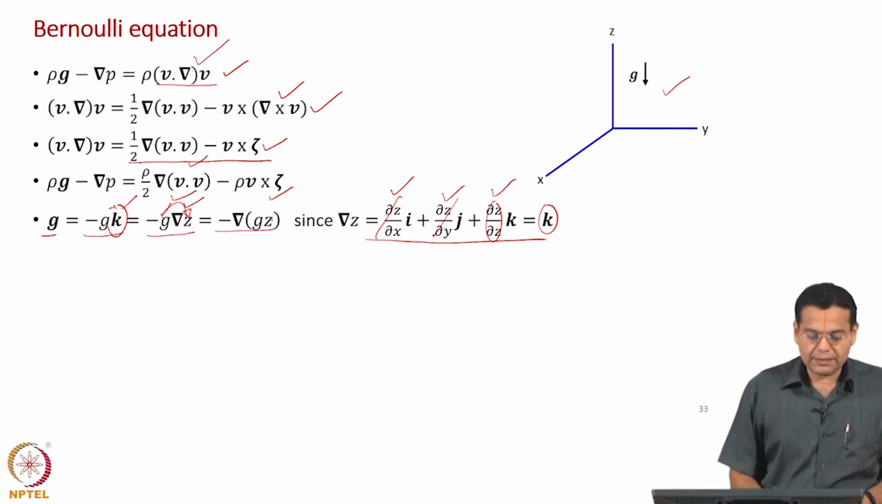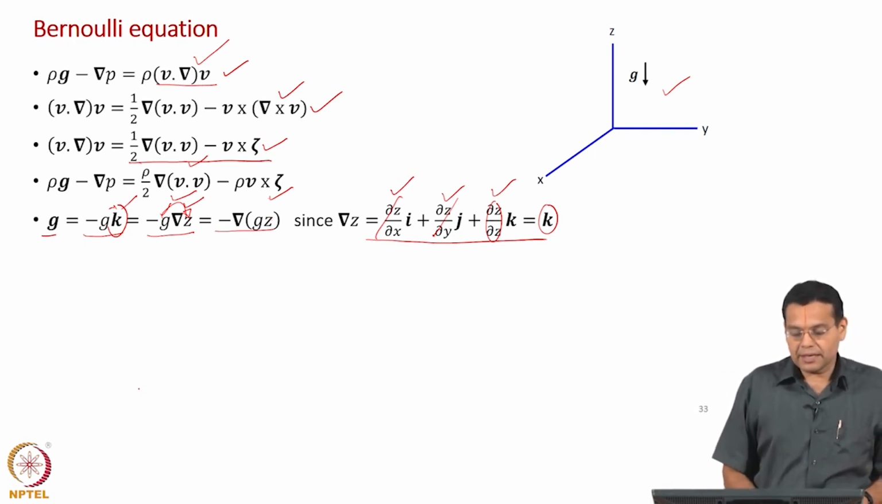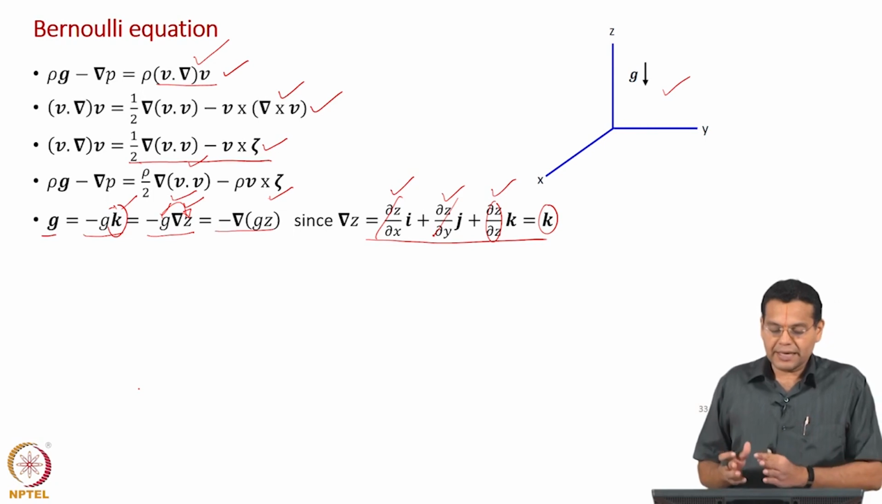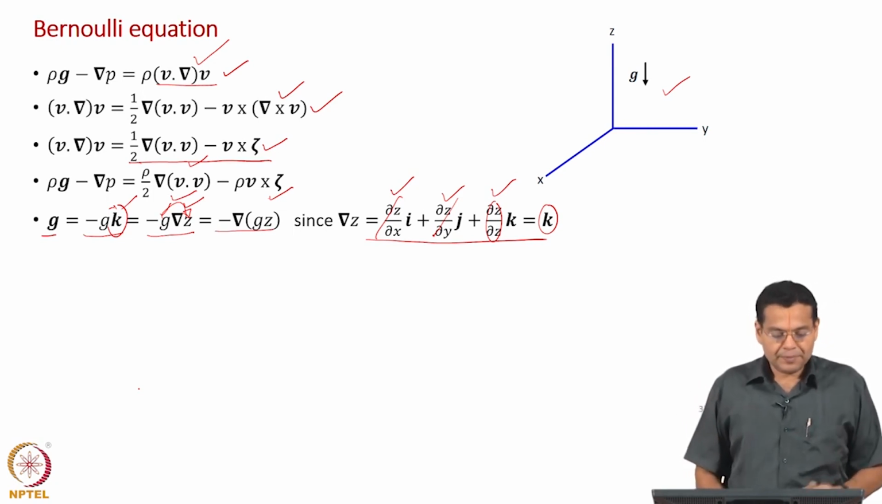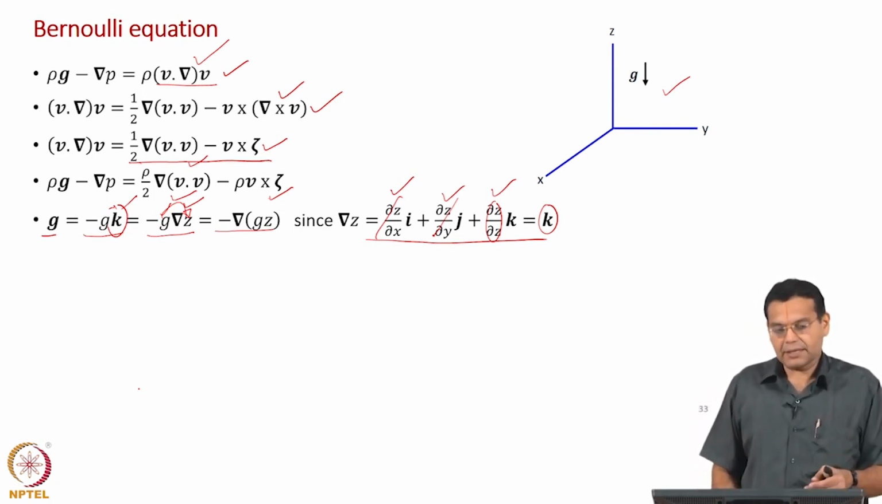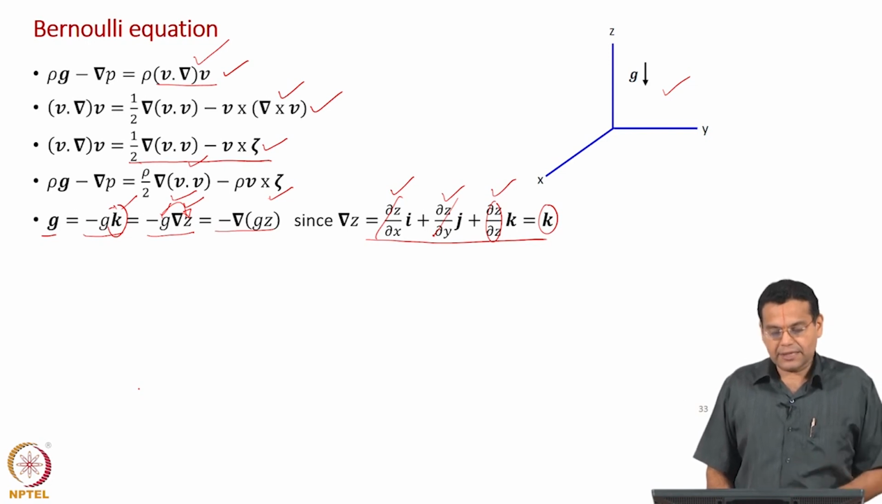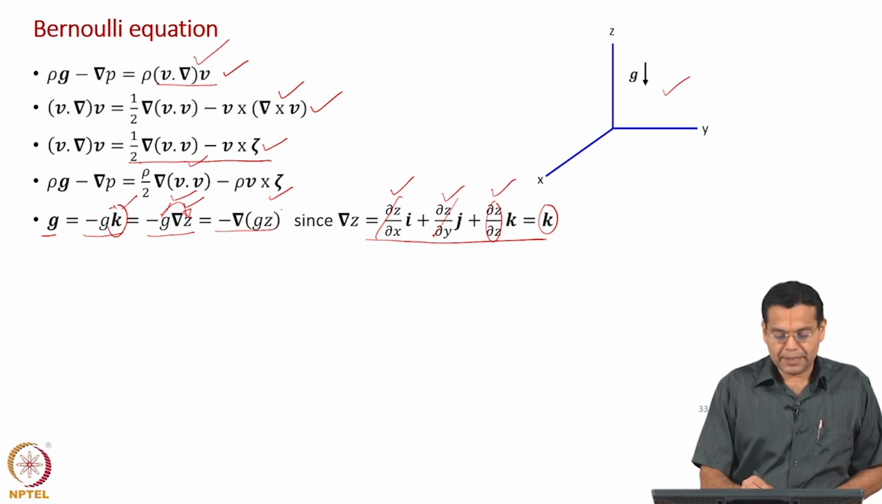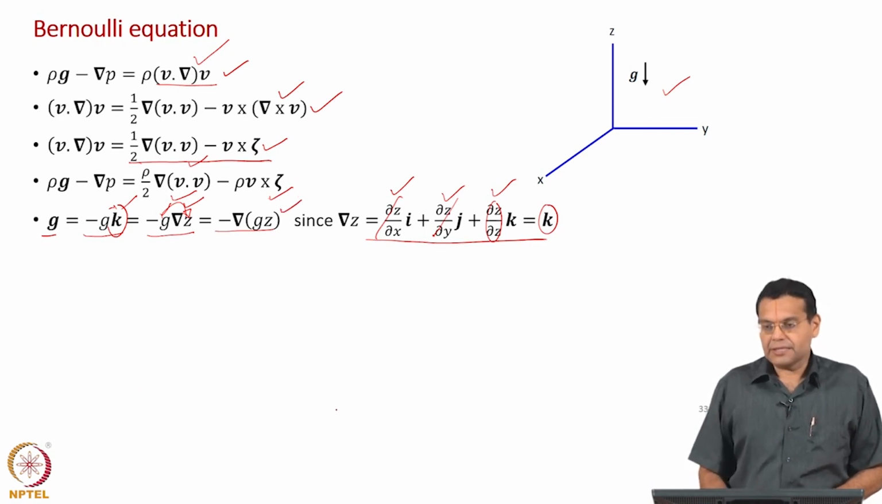Let me just quickly repeat. What we are doing here is expressing the G vector in terms of gradient of some variable. G vector is minus G k vector, k is gradient of z, G is a constant you can bring inside. So, it becomes minus gradient of G z.